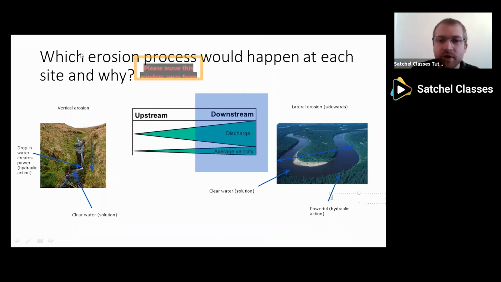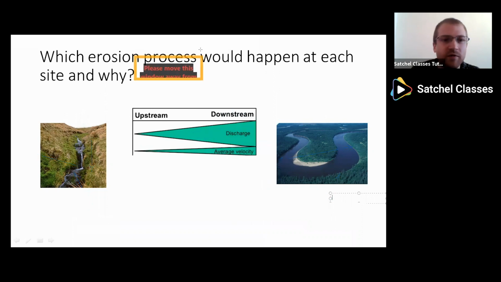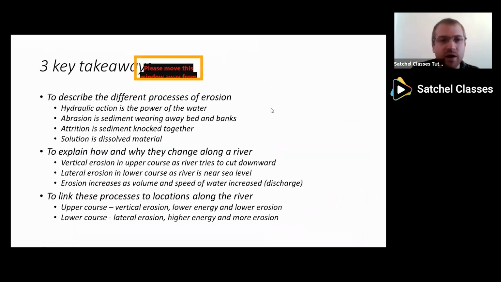So we'll clear this and we'll end with a little summary. So ultimately, we've got 4 different processes of erosion: hydraulic action, which is the power of the water; abrasion, which is the sediment wearing away, being dragged along the bed and banks of the river; attrition, which is sediment basically floating in the water and being knocked together. We've got solution, which is material that is dissolved in the water.